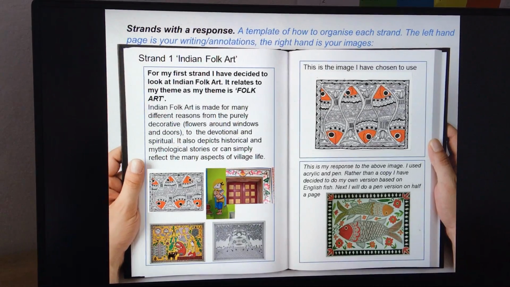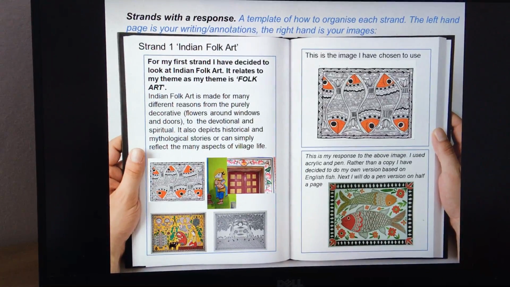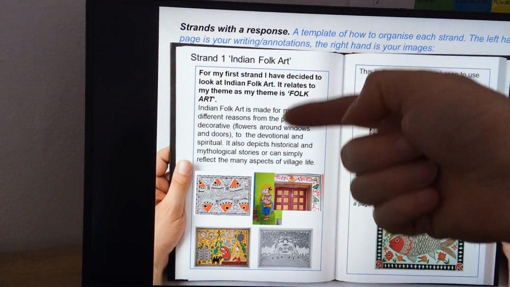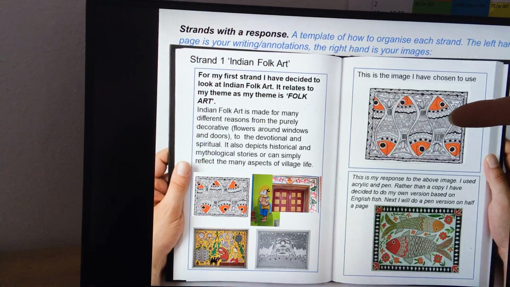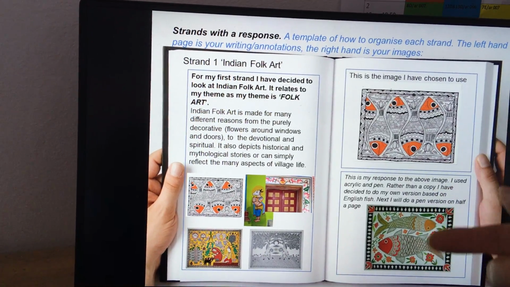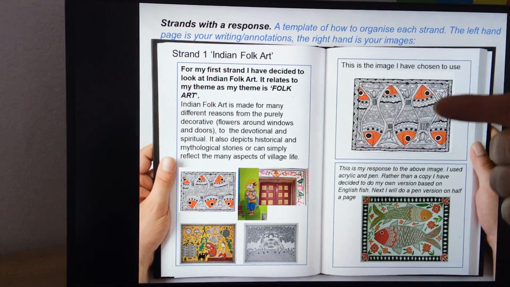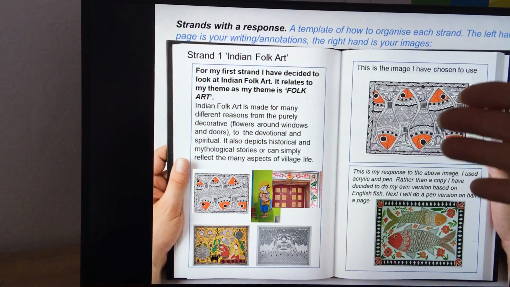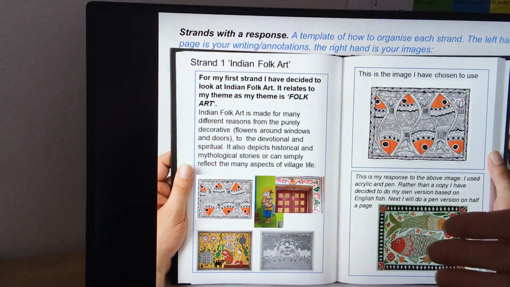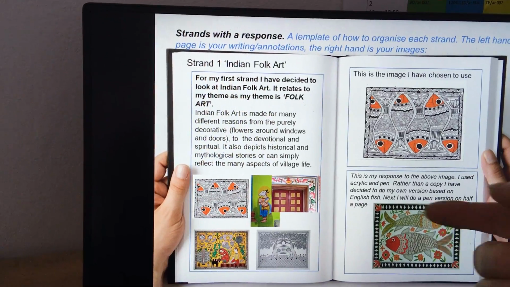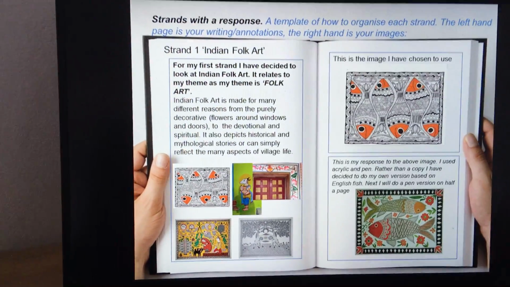Here's my example. Pretty straightforward. Mood board, information, image I'm going to copy. Okay, this is mine, but I didn't exactly copy it, but you get the idea. Ideally I would have copied it. I couldn't find the image that I used. I think I made this up, but that's the idea.